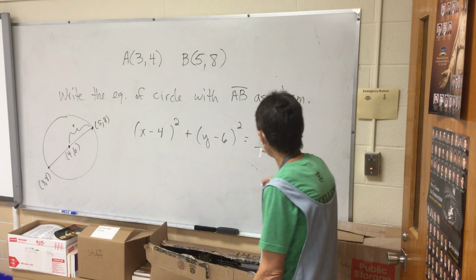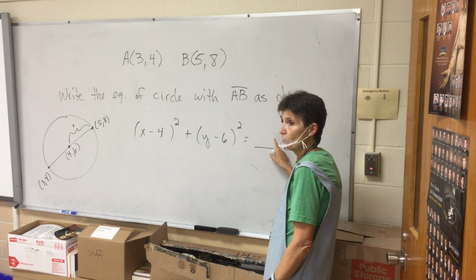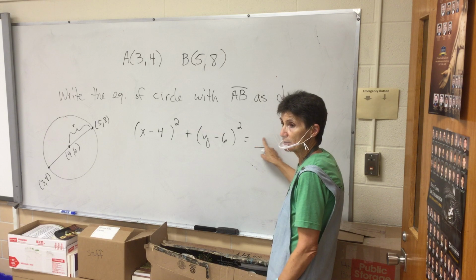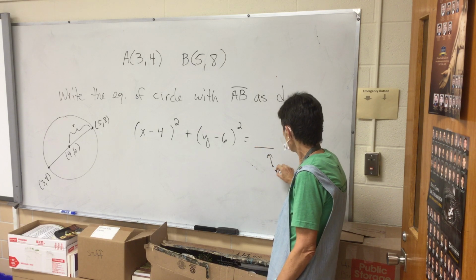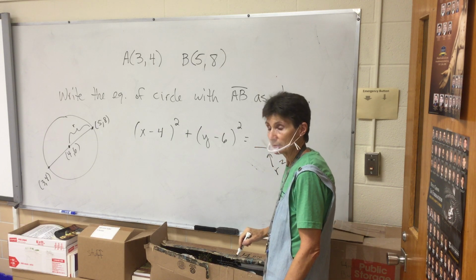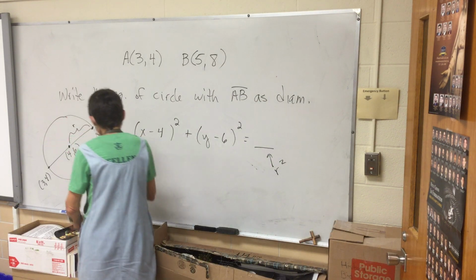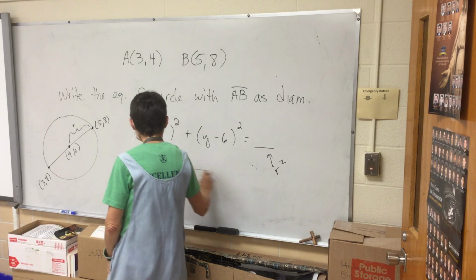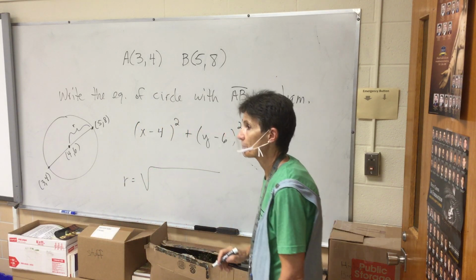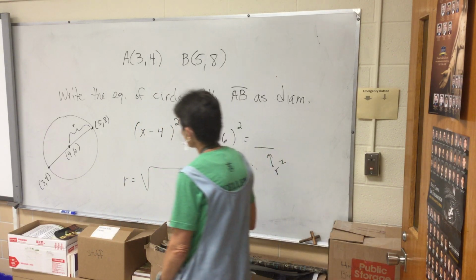Okay, now, what goes here? Distance between 4, 6, and 5, 8. The radius squared. So we've got to find out what the radius is. So we're going to do our distance formula.